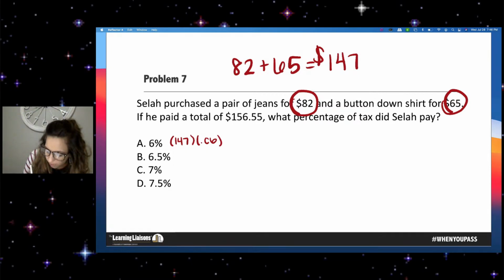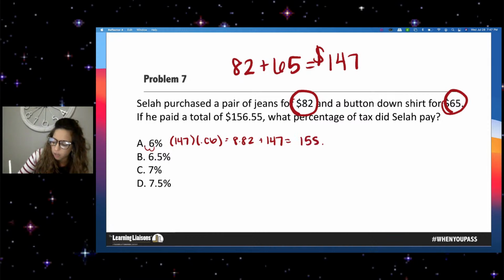So I'm going to move that decimal place. When I convert a percent into a decimal, I hop that decimal place 2 places to the left. So 1, 2 gives me 0.06. 147 times 0.06 is $8.82. Add that to my 147, and I get $155.82. Not the right answer.